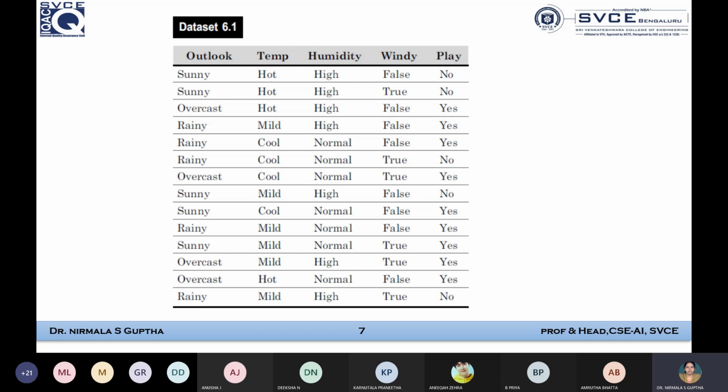Now, mild gives no how many? 2. Now the error is how much? Whether it is 4 by 6 or 2 by 4. Error is 2 by 4. Yes, error is 2 by 4.